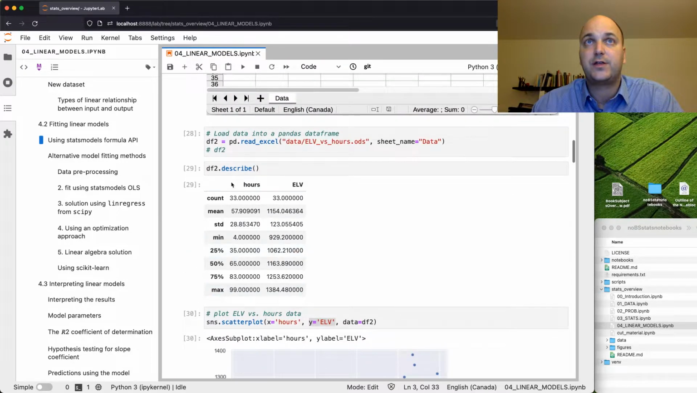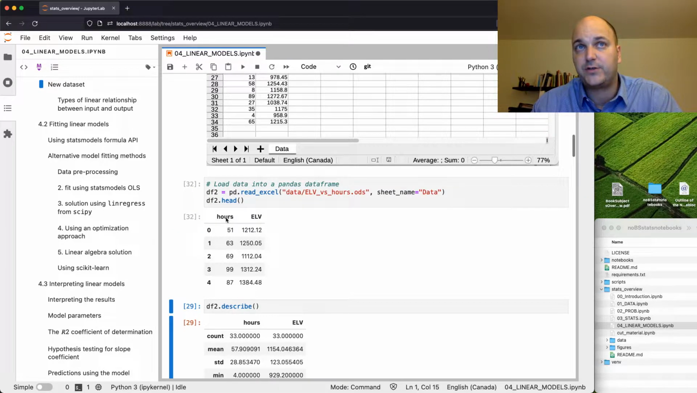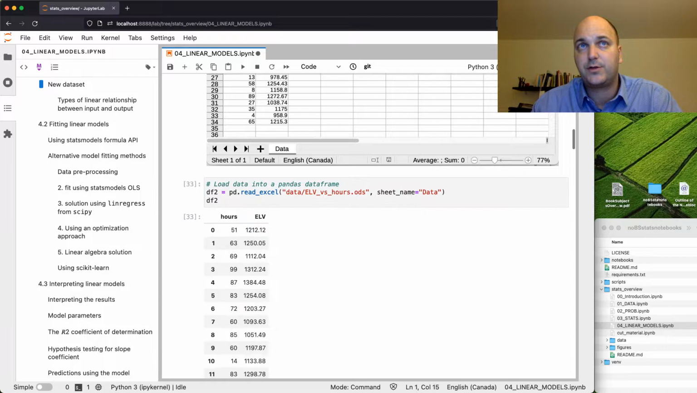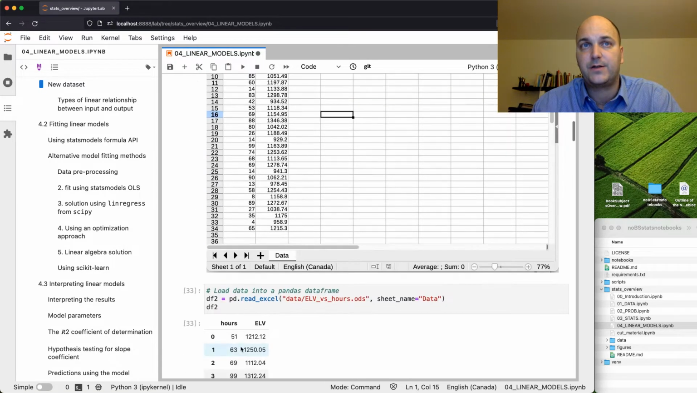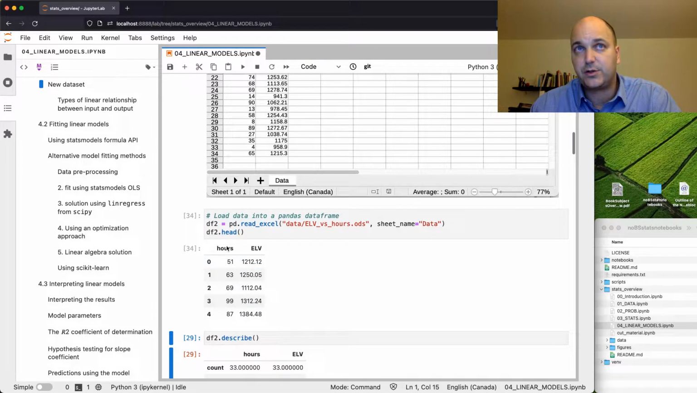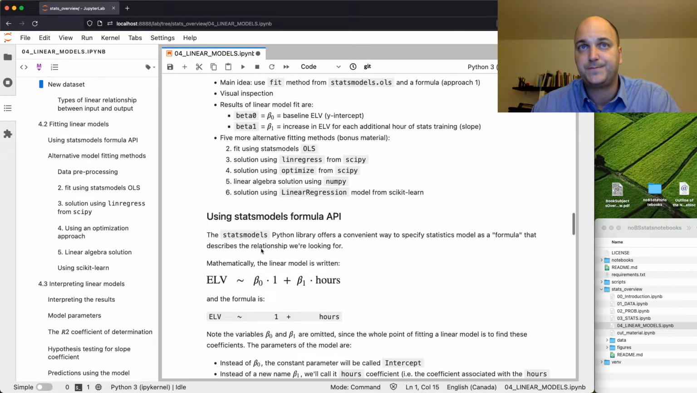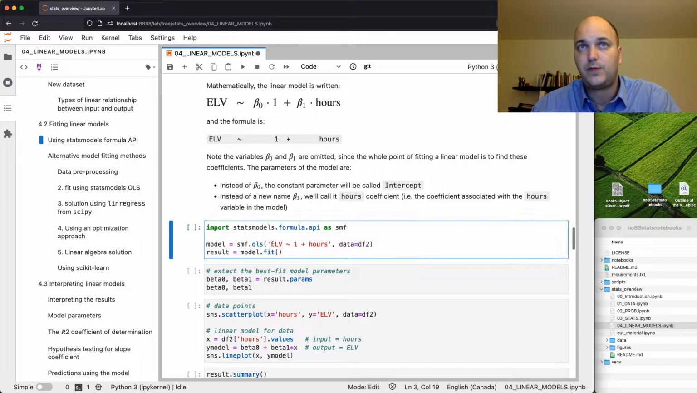Let's go back to the data. Head just prints the top few entries. Oh, we can print the whole thing. So you see there's a column called hours and a column called EOV. In the expression for the model, we're using the same variable names. It's not like I invented these. These are already in the data frame.